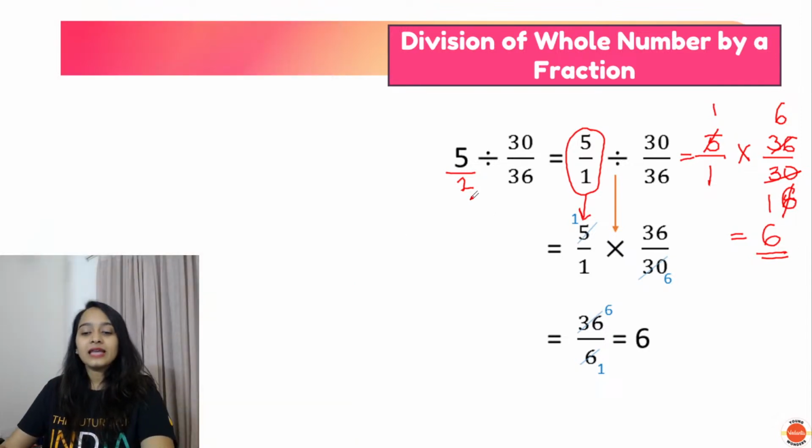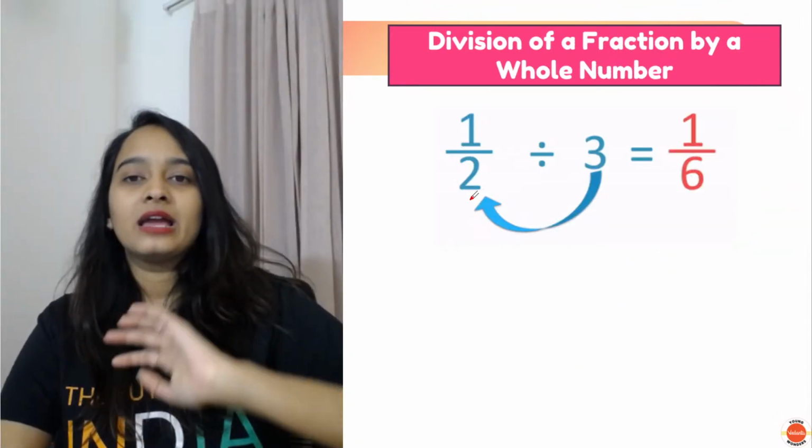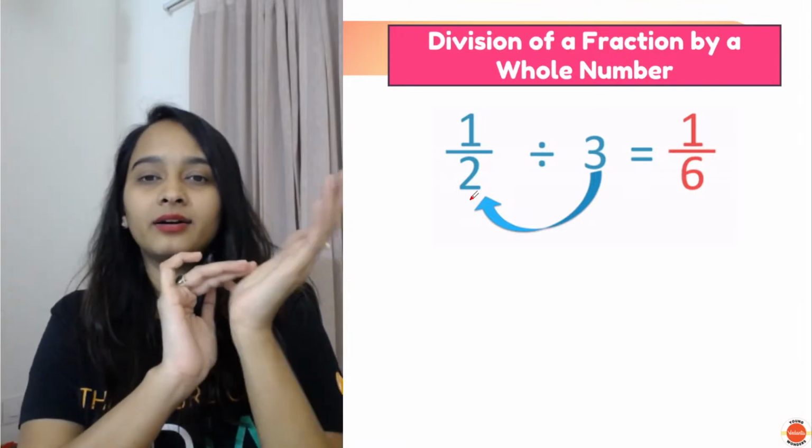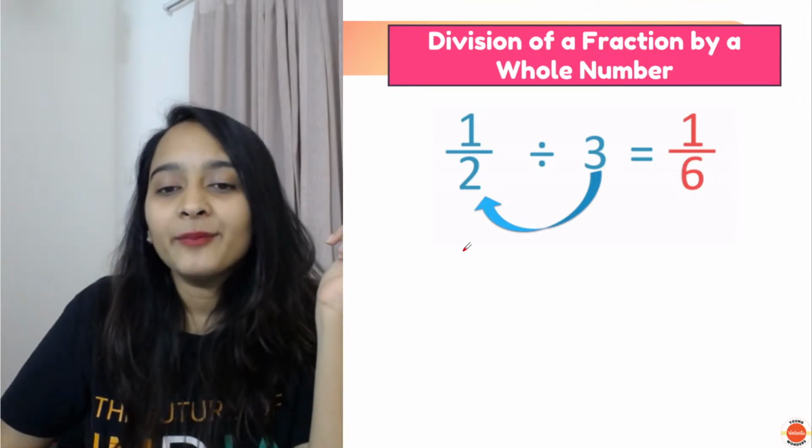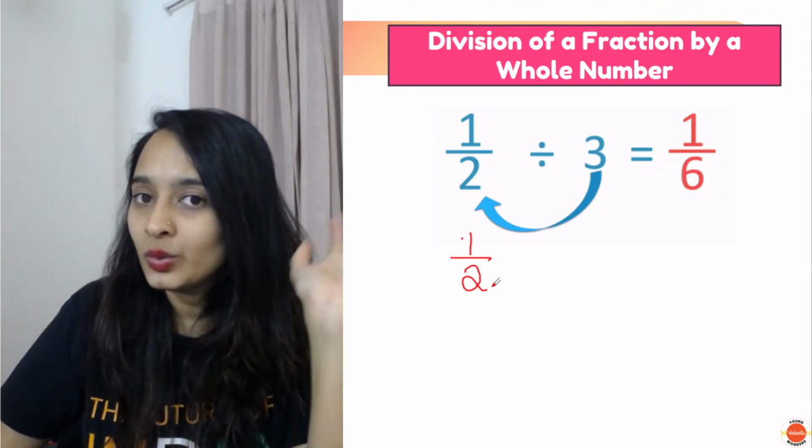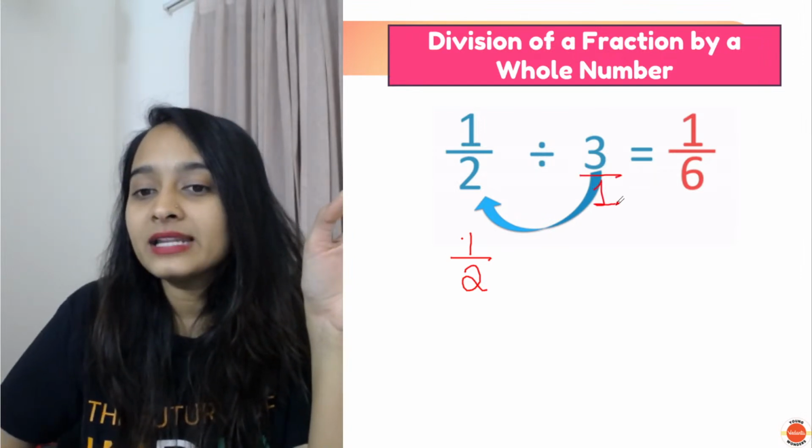Right? So this is how you are going to divide fractions. How do you divide a fraction by a whole number? So what will happen here? The first fraction will be as it is. 3 can be written as 3 by 1.